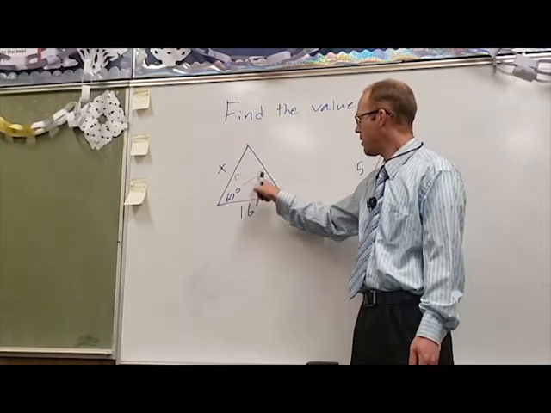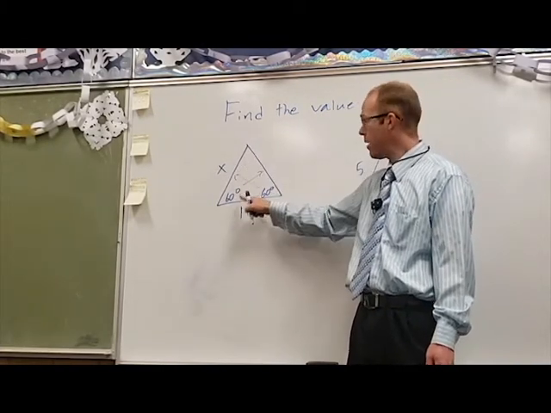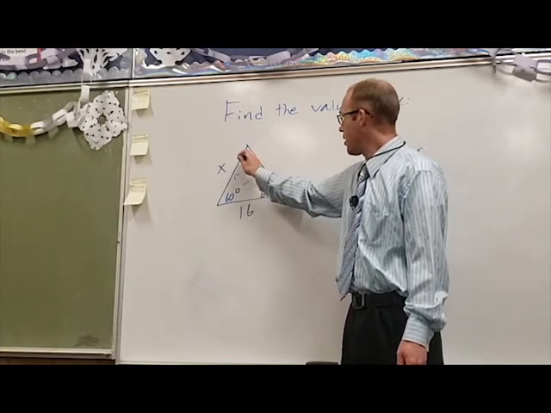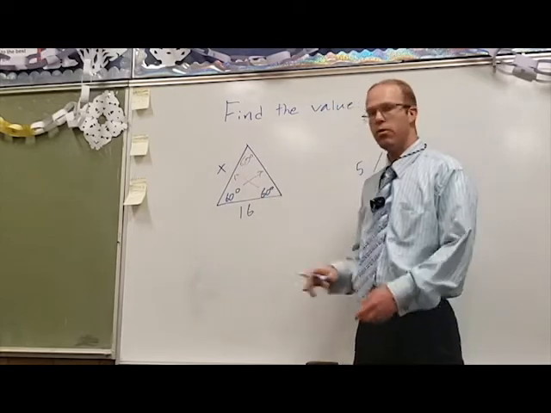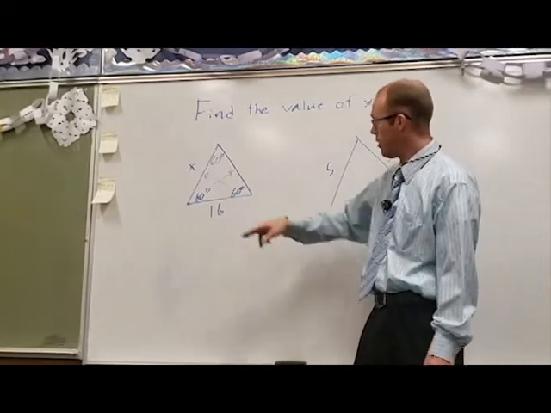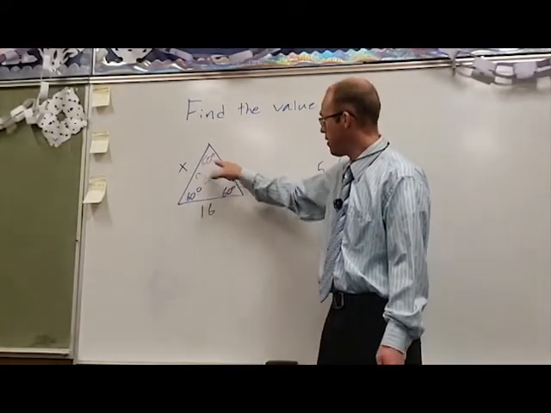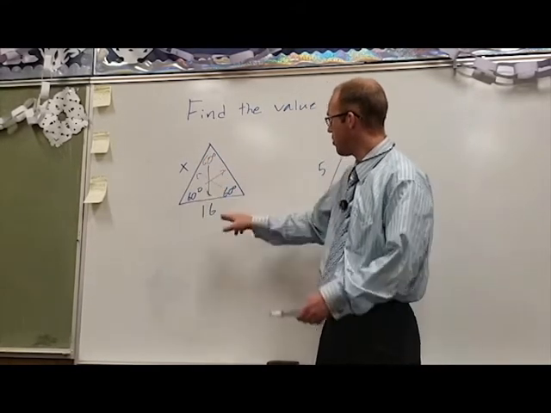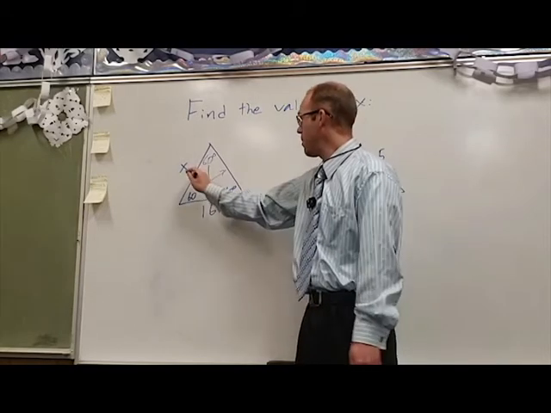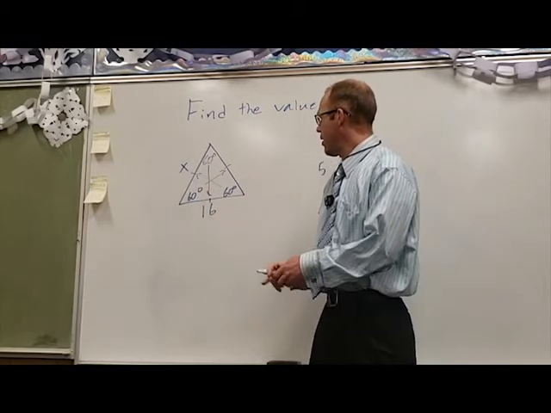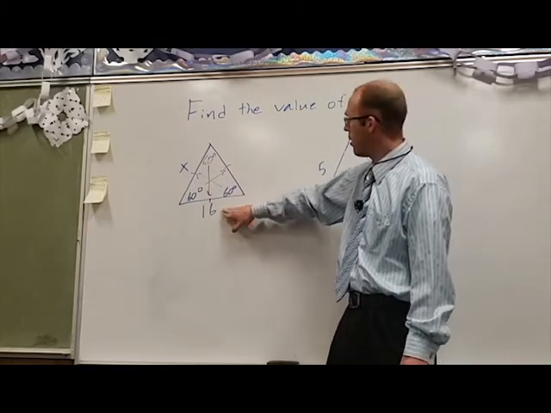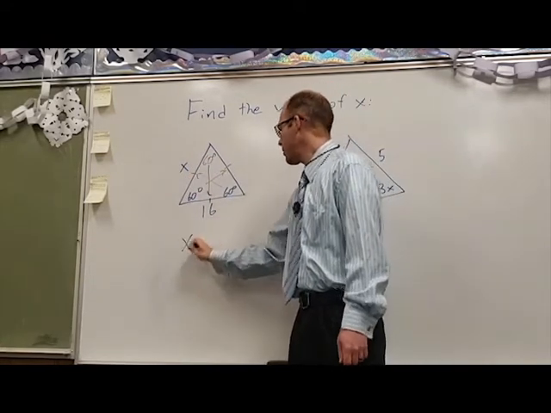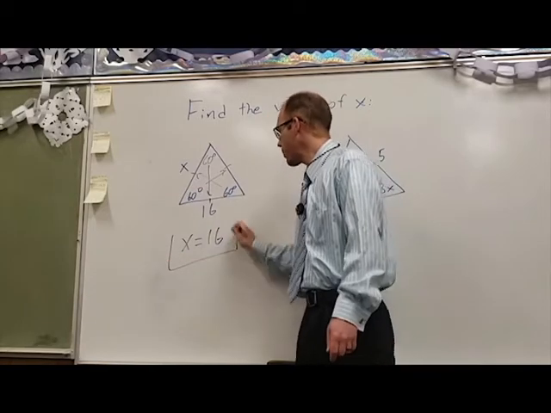I know that all three of these angles add up to 180. If this is 60 and that's 60, that's 120. And we need another 60-degree angle to be able to fill out the 180 degrees. So that gives us that all three of these angles are the same. This is an equilateral triangle, which means that all three of these sides must also be congruent to each other. So if this is 16 units, then this side must also be 16 units. And we now know that our x value is 16, so we're done with that one.